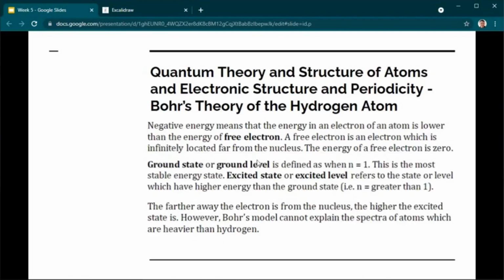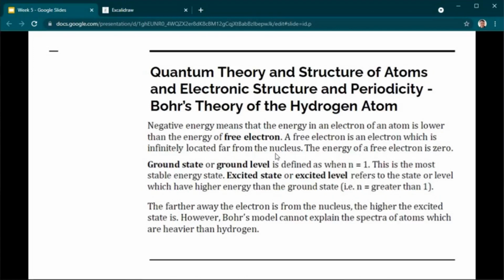Some definition of terms. Negative energy means that the energy of an electron in an atom is lower than the energy of a free electron. A free electron is an electron which is infinitely far from the nucleus. The energy of a free electron is zero. What it's trying to say is that a free electron is very, very far from the nucleus.